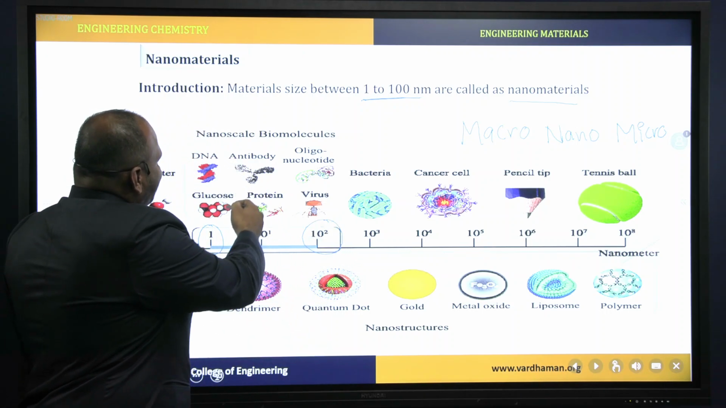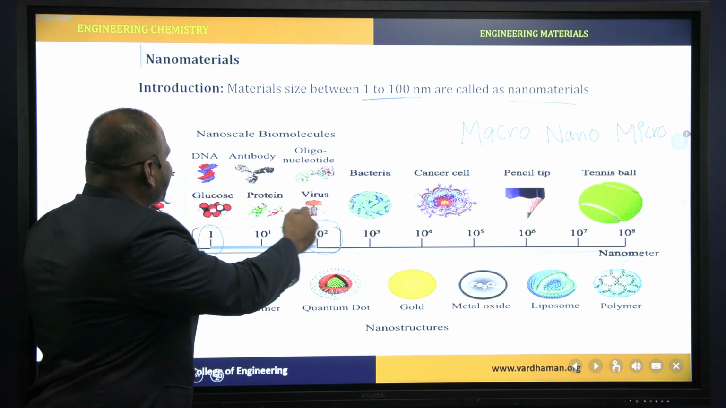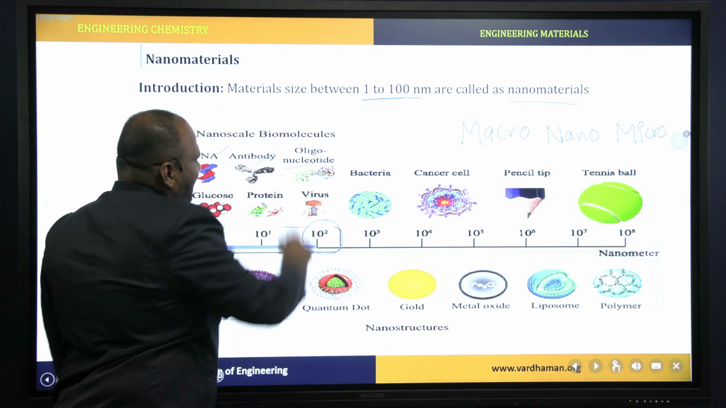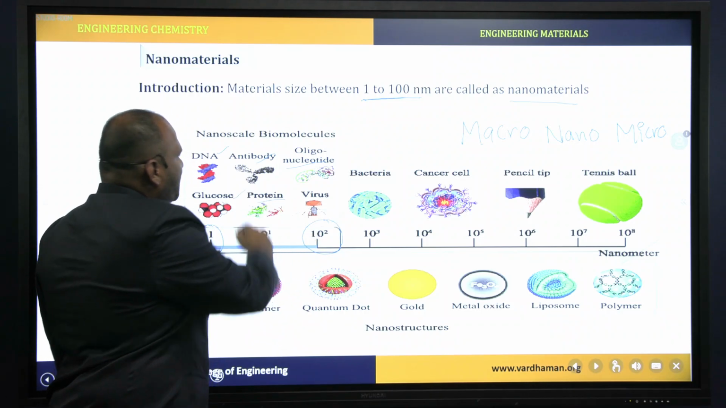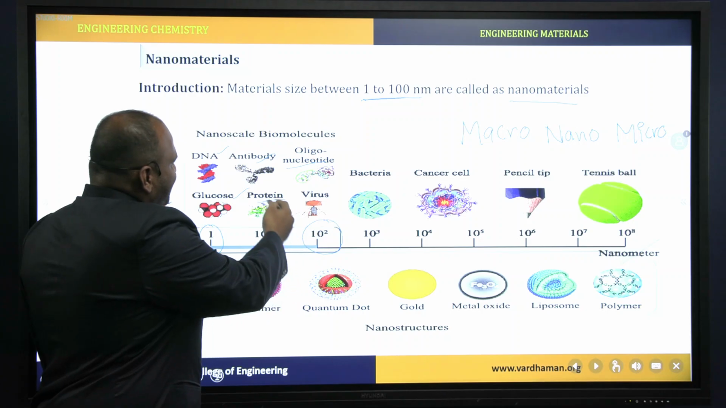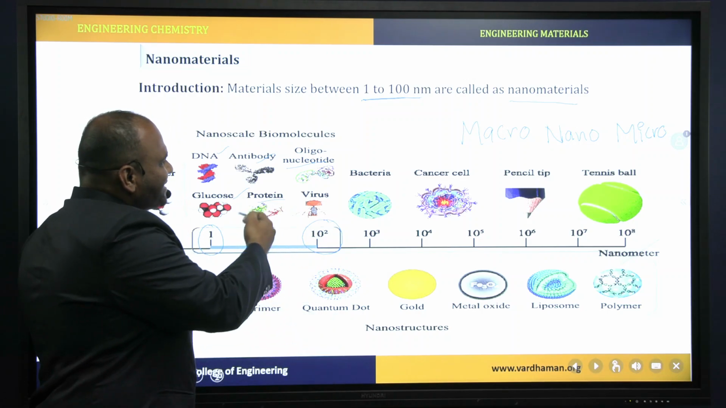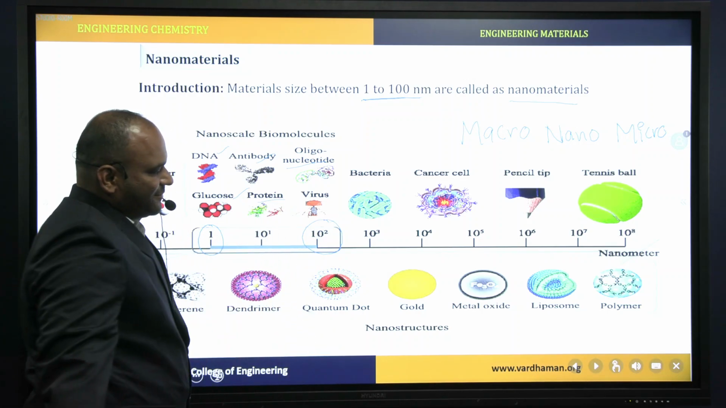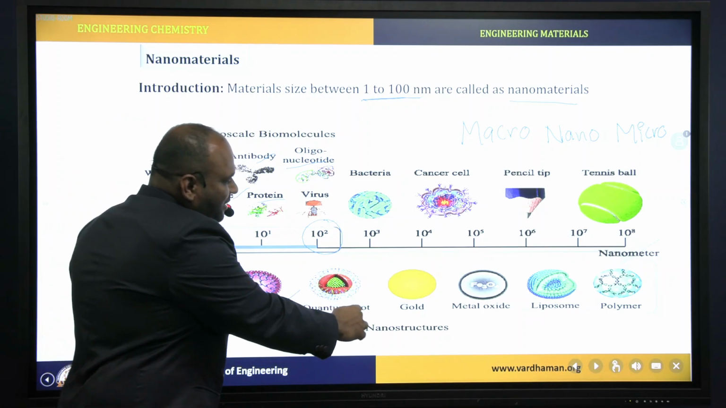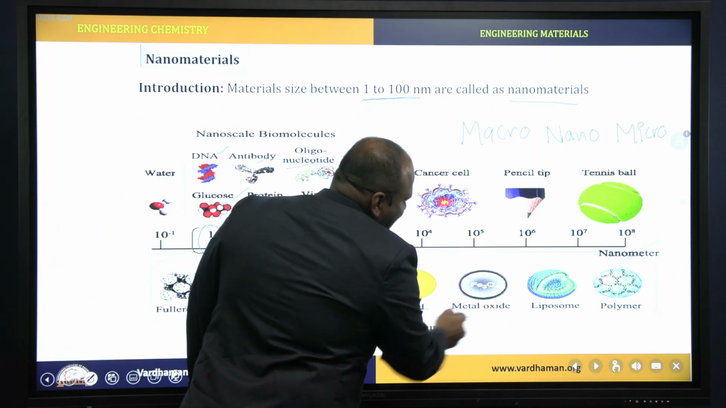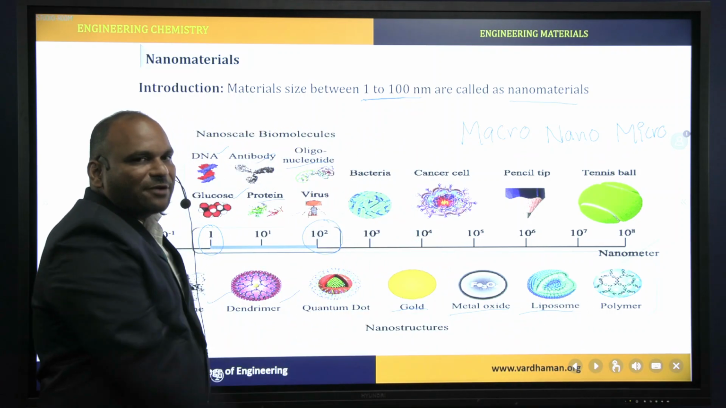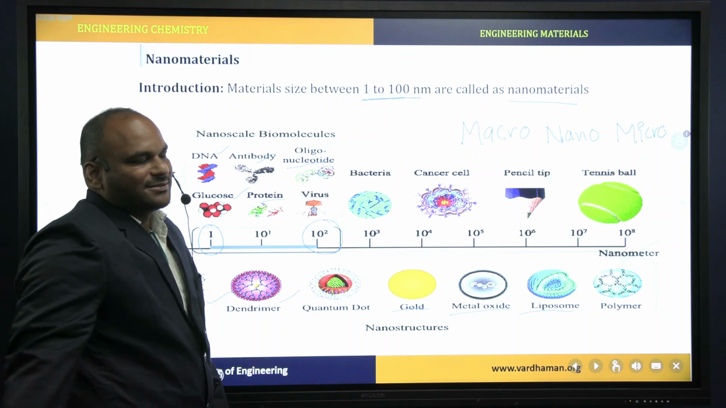Here some molecules or materials are there. First are DNA, antibodies, oligonucleotides, virus, protein, glucose. These are all biomolecules which come under nanomaterials, or whose size is on the nanoscale. And also these materials: fullerene, dendrimer, quantum dot, gold nanoparticles, metal oxide, liposomes, polymers. These also come under nanomaterials or nanostructures.